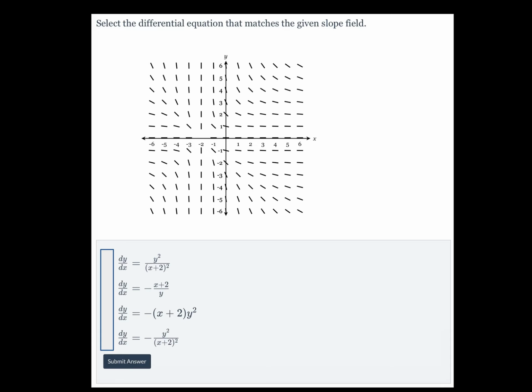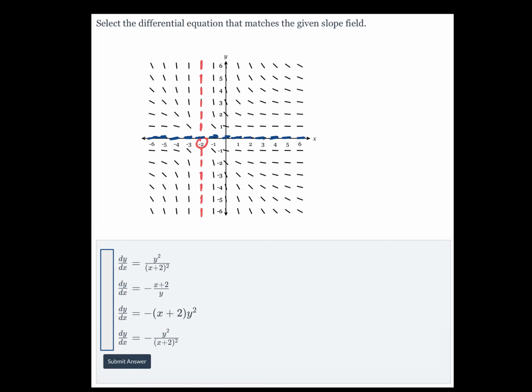I see this. Let me do this in red. I see vertical lines here. It seems like whenever x is negative 2, we have undefined slopes. Another thing that sticks out at me is whenever y is 0, we always have 0 slopes. All right, so I might start there, and then let's see where that leaves us. So in red, let's do the red first, the vertical.